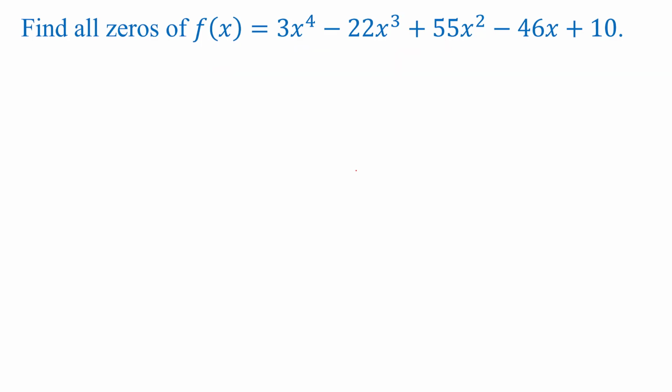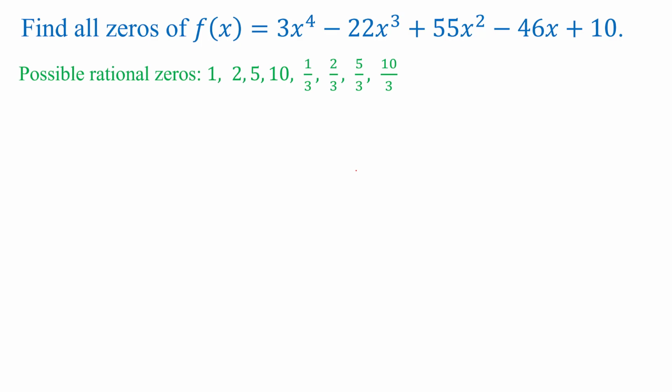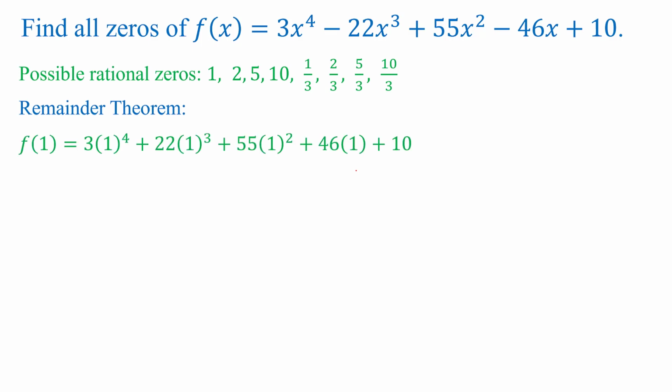Now, to find all zeros of this polynomial, we have the possible rational zeros. We now don't need to look at the negatives here because we know there are no negative real zeros. Instead, I'm going to use the remainder theorem. If I plug 1 into f of x, I find f of 1, and in this case f of 1 equals 0, which tells me that indeed x equals 1 is a zero. So we have a remainder of 0 when we divide f of x by x minus 1.